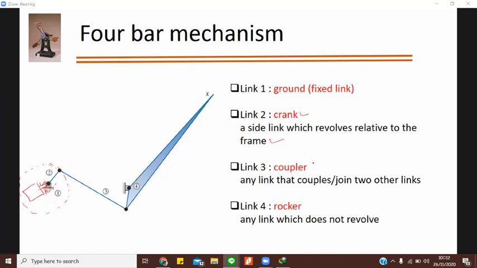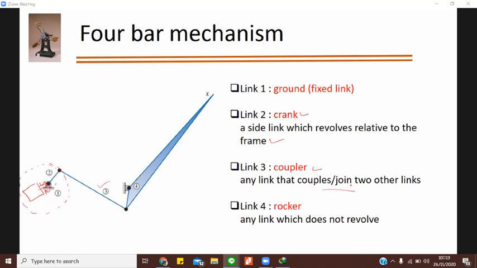Then you have a coupler. The coupler is nothing but the link connecting this rotating link with the last link, that's your fourth link. Link 3 is your coupler. Any link that couples or joins two other links is called a coupler.